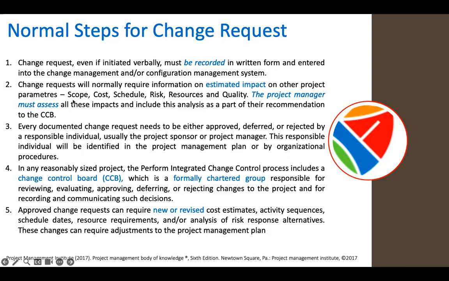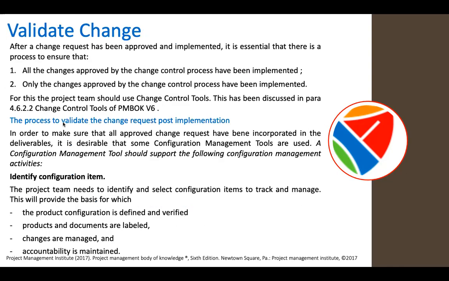All right. So we knew about the change request, and then we will validate it. Validate means we will check whether the change is completed properly or not. After a change request has been approved and implemented, it is essential that there is a process to ensure that all the changes approved by the change control board have been implemented. Only changes approved by the change control board should be implemented. It means we should not make further changes in our project which are not approved. But if something is approved, it must be implemented. All right, that's how we are going to validate it.